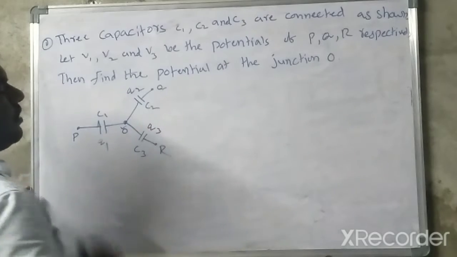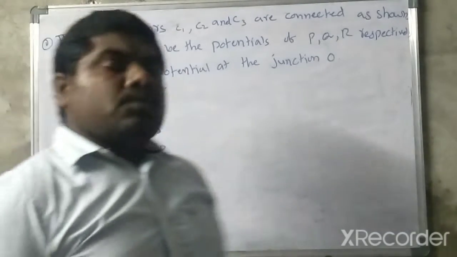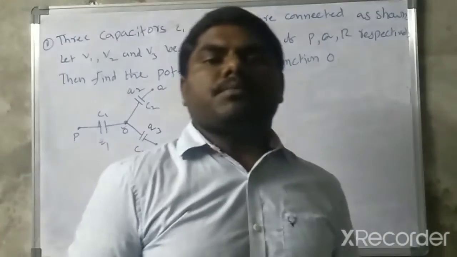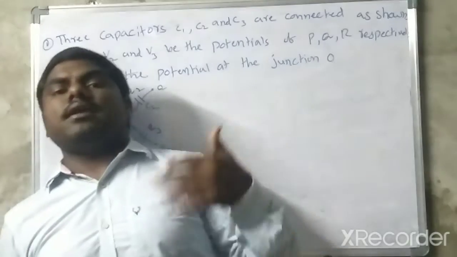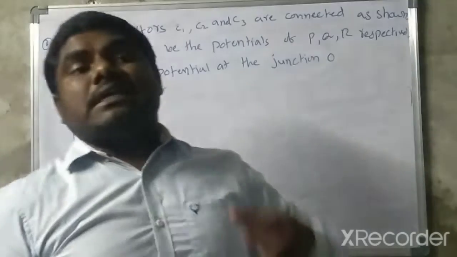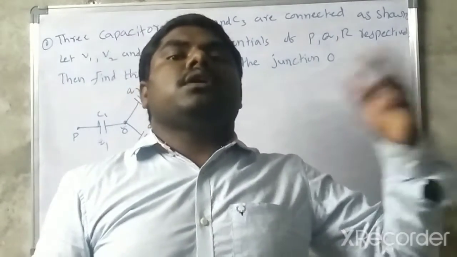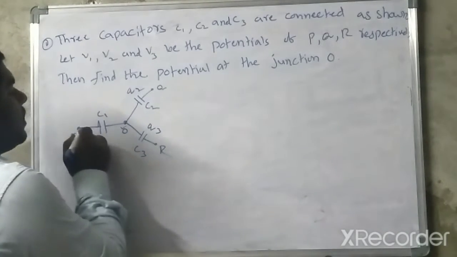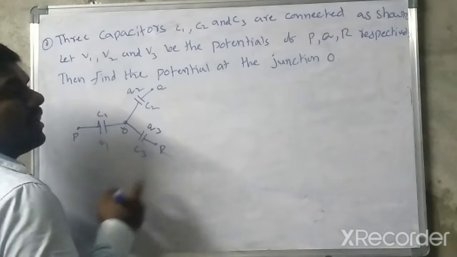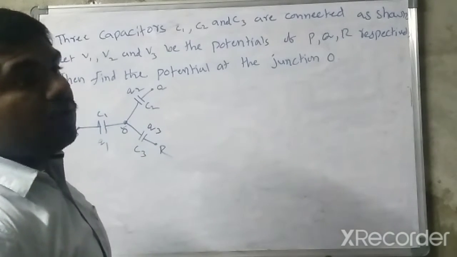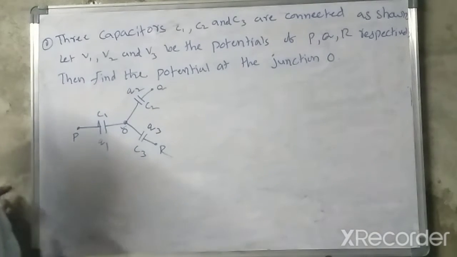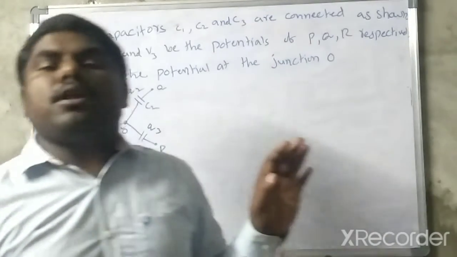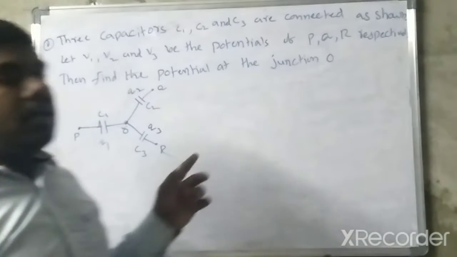According to Kirchhoff's laws, the current entering the junction should be equal to the current leaving the junction. Here also, the charge entering the junction should be equal to the charge coming out of the junction. So Q1 is equal to Q2 plus Q3. I already explained that condition; that is nothing but the nodal capacitance method I discussed.